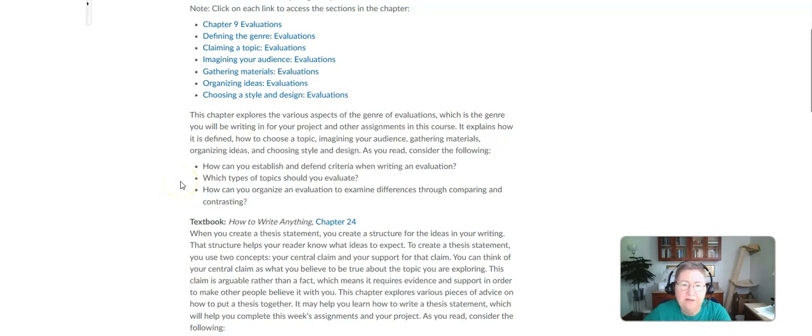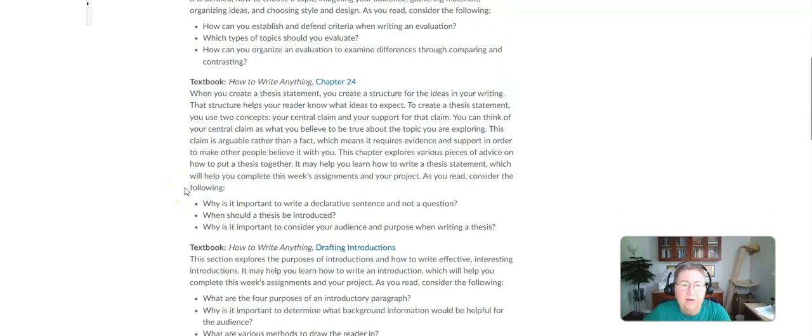Which types of topics should you evaluate? Well, in this case, you're being assigned a topic, so your focus is the article that you chose in Module 1. How can you organize an evaluation to examine differences through comparing and contrasting? That will be covered in those readings, so you'll be able to answer that question when you've done the readings. Chapter 24, the next assigned reading, is focused on thesis statements.